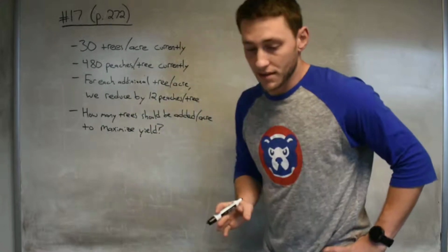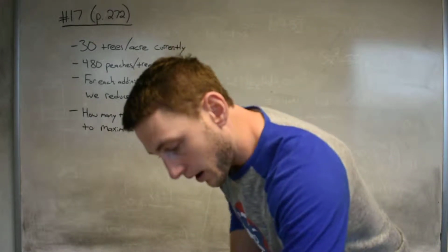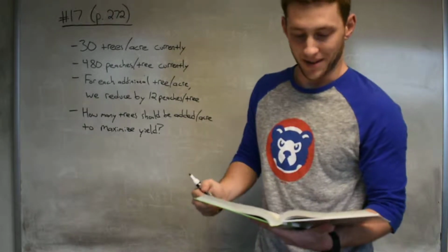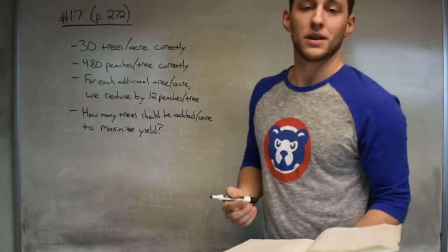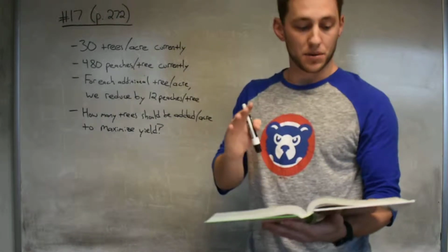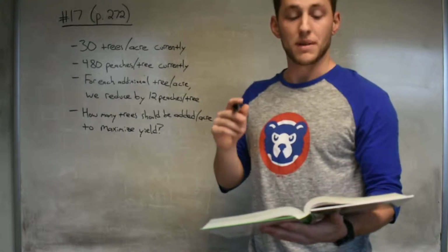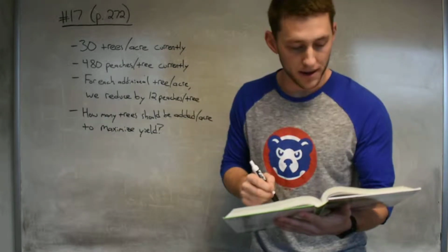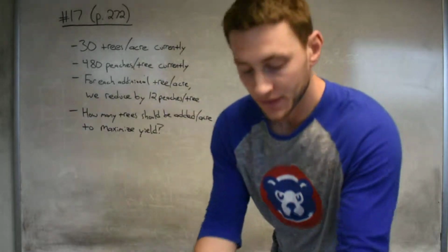So the problem reads this. An orchard presently has 30 trees per acre. Each tree yields 480 peaches. It is determined that for each additional tree that is planted per acre, the yield will be reduced by 12 peaches per tree. How many trees should be added per acre to maximize the yield?